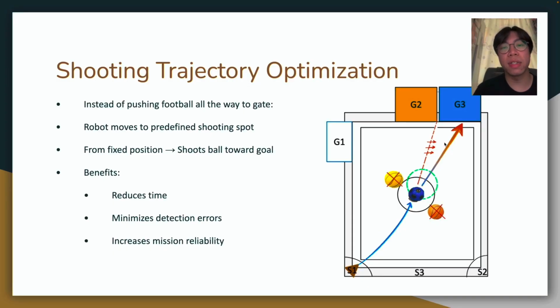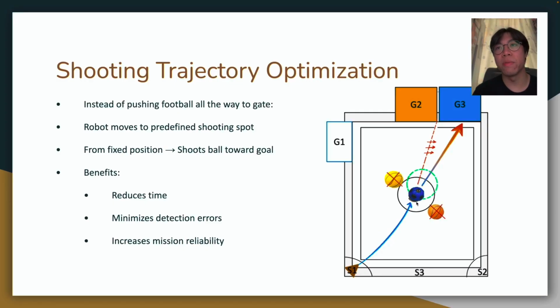And in the previous method of our code, the robots find the ball, use time to find the gate, and then slowly approach the gate and push the ball to the gate. So to minimize the detection errors, we fix the starting point of the shooting spot in the green area, as you can see in the picture.